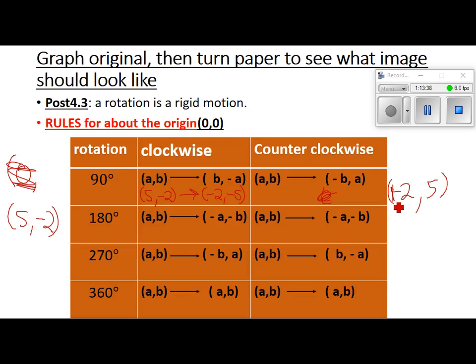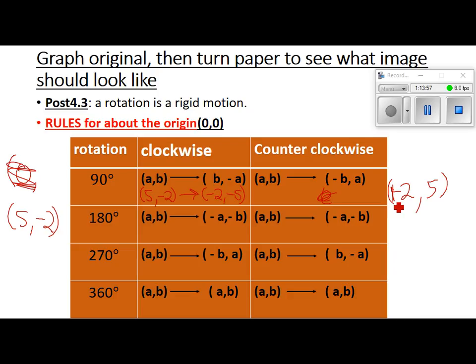Especially since, are you gonna have one point normally? No, you're gonna have like 3 points on a triangle or a rectangle or a pentagon, 5 points on a pentagon, something. So you're gonna have to do it to all of them. And you're gonna get in a hurry, and then you're gonna mess up the rule. You have to be able to use these rules.